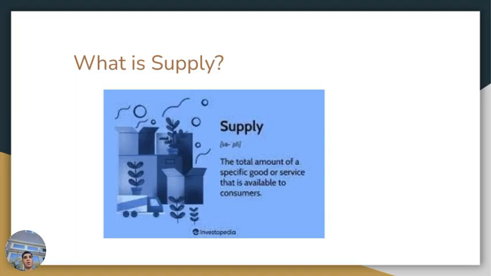First, what is supply? Supply is the quantity of a good or service that producers are both willing and able to offer for sale at different prices during a specific period of time. The supply curve usually slopes upwards, showing that as prices increase, suppliers are willing to produce and sell more.